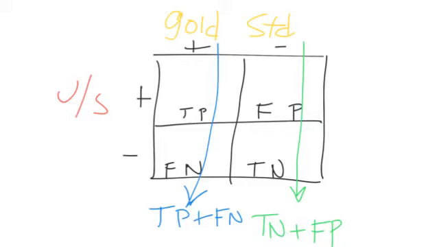So we're going to define something here. If we go back to our table, our true positive divided by our true positive plus false negative is our sensitivity. And our true negative divided by our true negative plus false positive is our specificity.